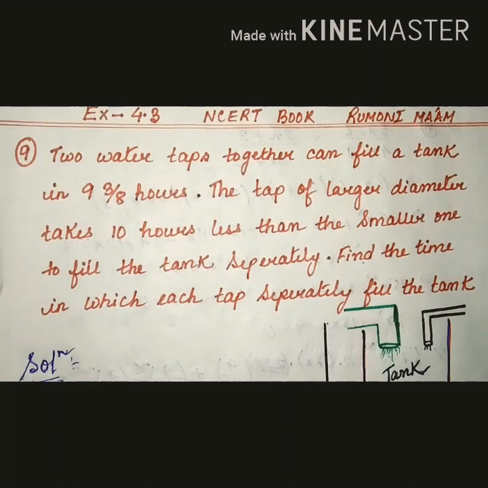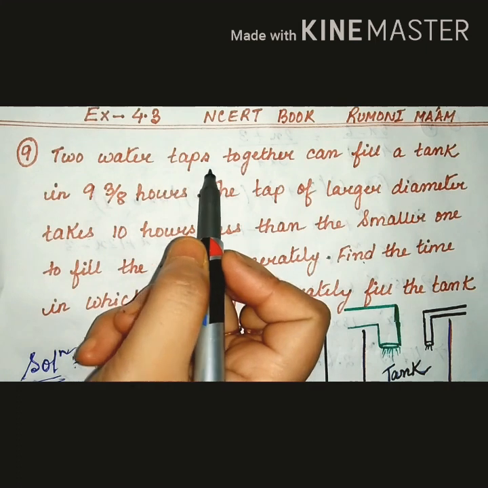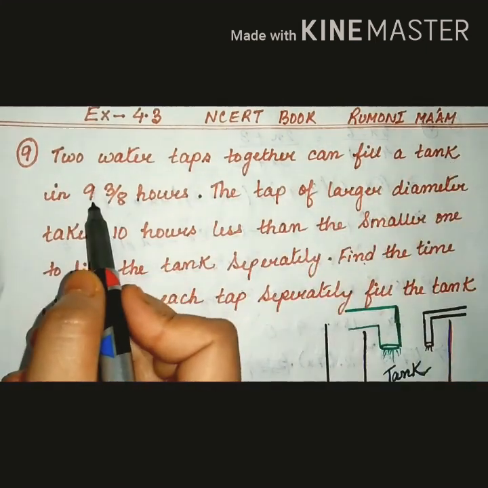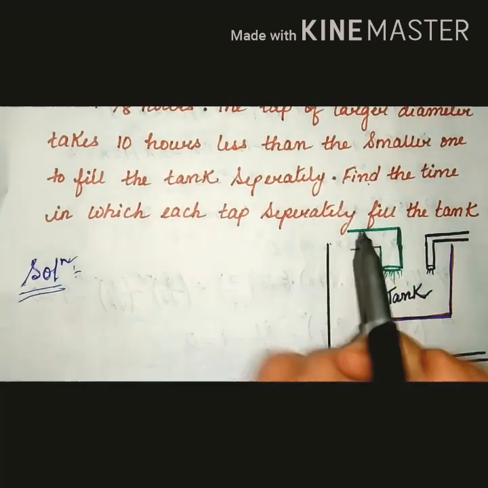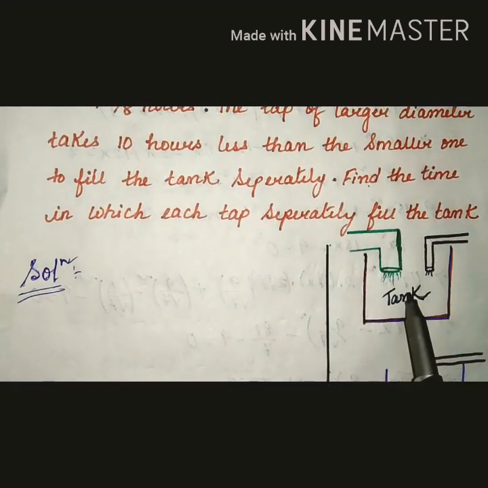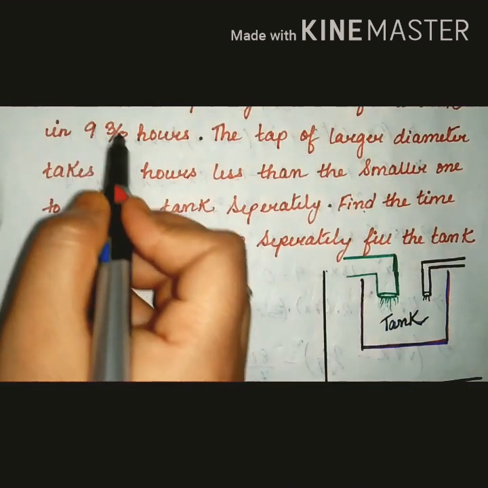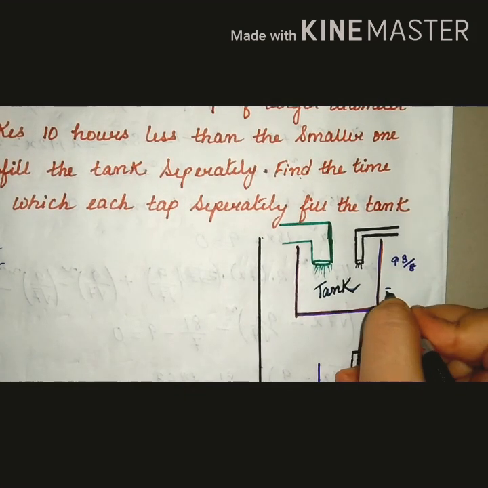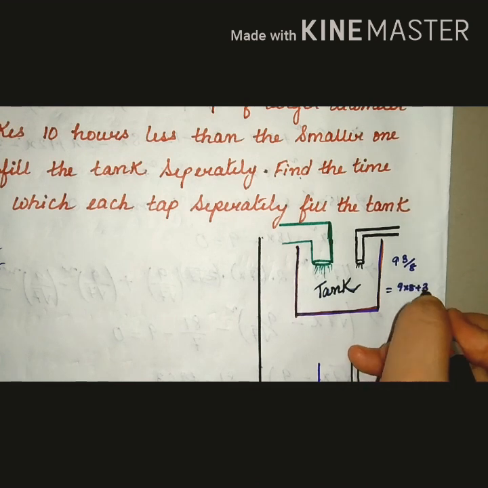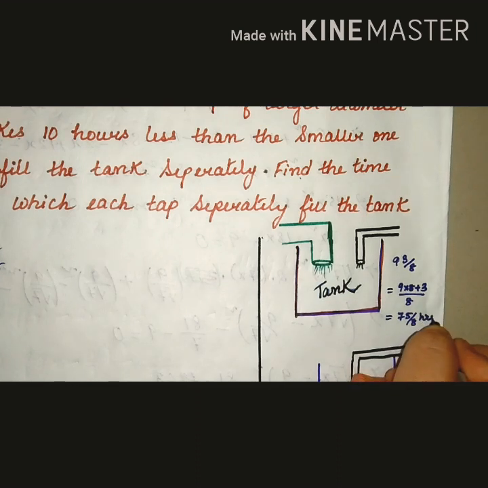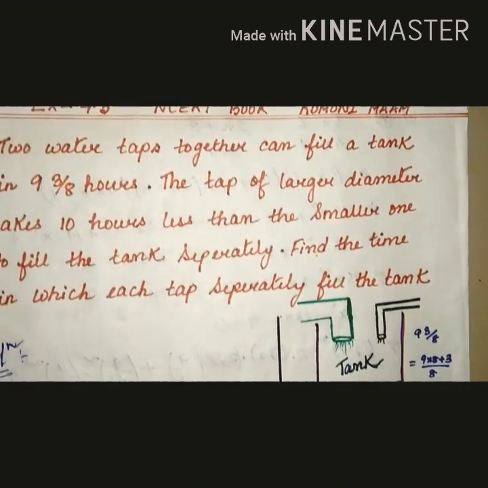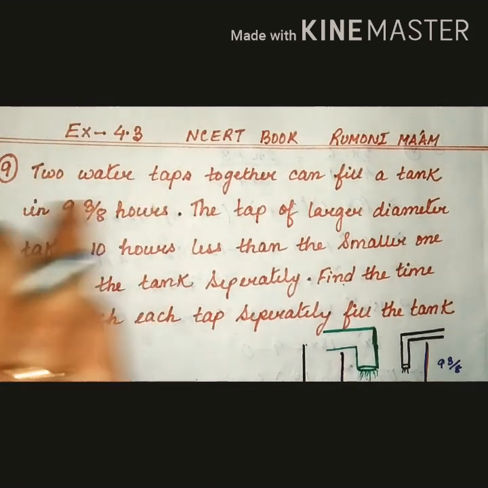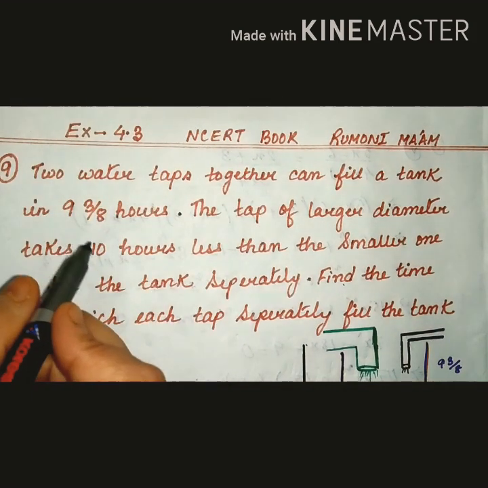Today we will do question 9. Two water taps together can fill a tank in 9 3/8 hours. It is in mixed fraction, so we need to make it a proper fraction. 9 3/8 means 9 into 8 plus 3 divided by 8, which is 75/8 hours. Clear? 75/8 hours.